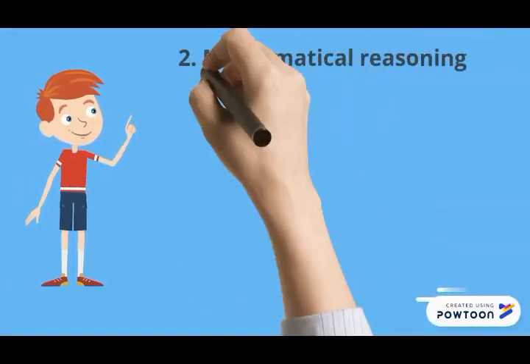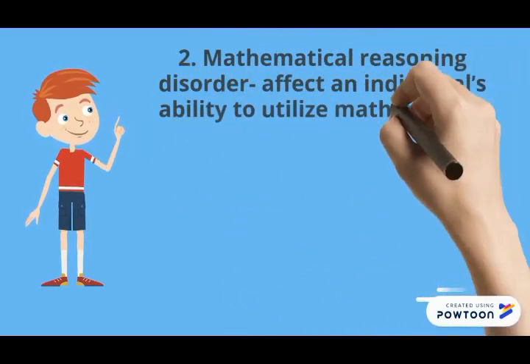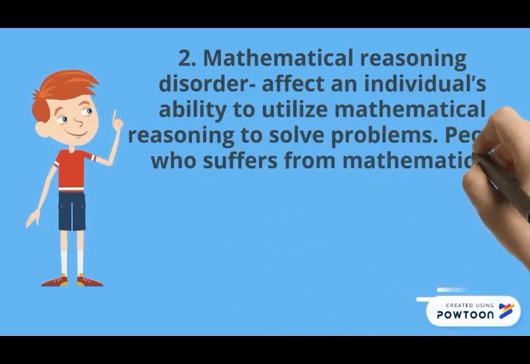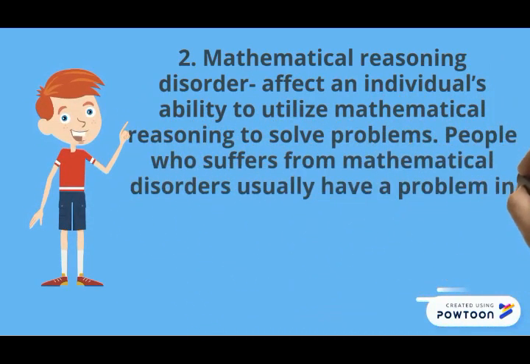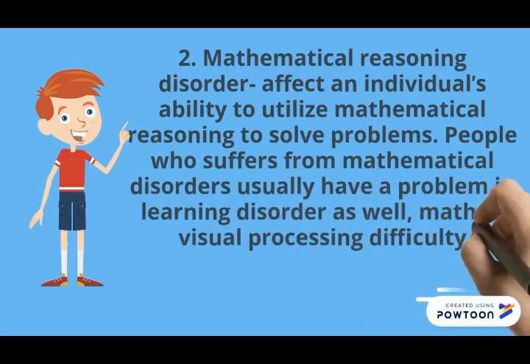Number 2. Mathematical reasoning disorder. It affects an individual's ability to utilize mathematical reasoning to solve problems. People who suffer from mathematical disorders usually have a learning disorder as well, with visual processing difficulty associated with it.